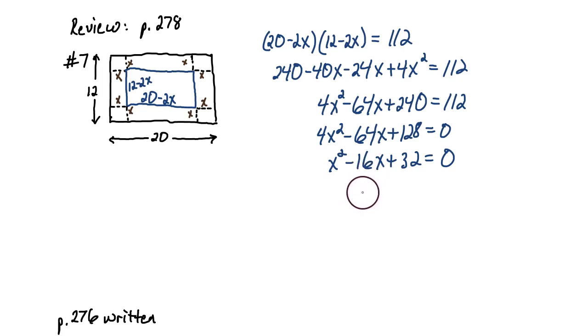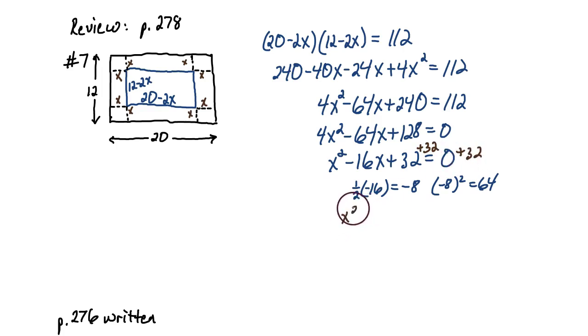Another technique is called completing the square. With completing the square, you figure out what half of the negative 16 is, that's negative 8, and then you square the negative 8. That makes 64. That's what we'd like the constant to be. To change 32 into 64, we need to add 32 more, and add 32 on the right side to compensate.